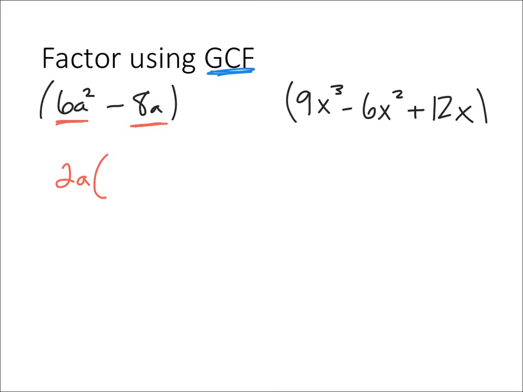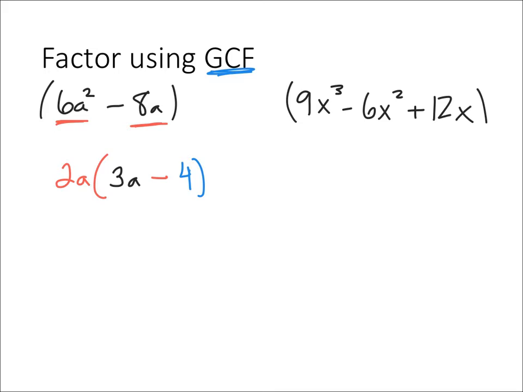So after I remove a factor of 2a from 6a squared, I'm left with 3a, and then minus 4, because when I remove that factor of 2a from 8a, the variable gets removed, and then we divide that away and we get 4. So this would be 2a times (3a minus 4), which I could factor completely.